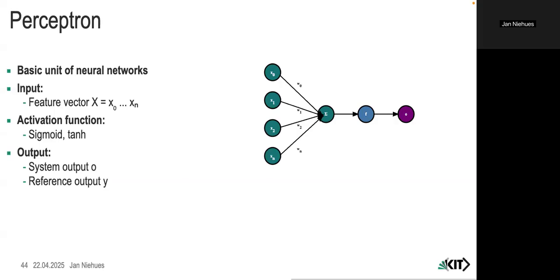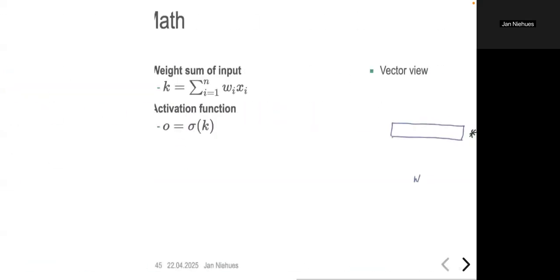And then you have here an activation function, which is a nonlinear function, which transforms this input to another one. Typical ones are, for example, sigmoid and tangent hyperbolicus. And that will then give you the output, which, if it's the full model, you can compare to your reference label y that you have. How do you calculate that?